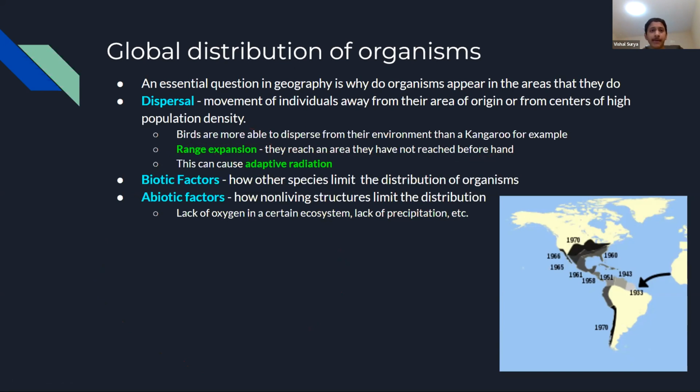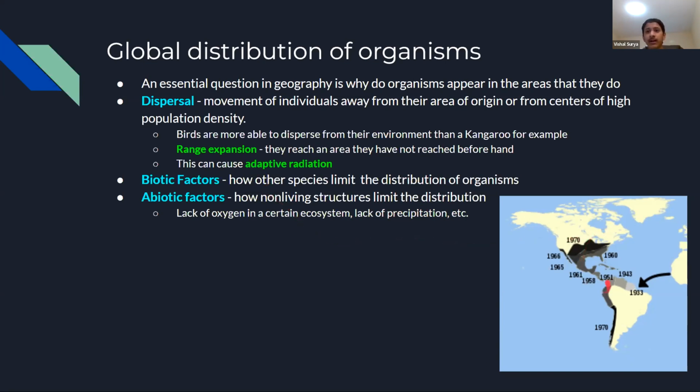But then there are abiotic factors, how these non-living structures limit the distribution. For example, in a certain ecosystem, there could be a lack of oxygen or a lack of precipitation or bad climate that the organism cannot survive in, or just very simple things. For example, if there's a mouse trying to move and there's a mountain blocking its way, it's probably not going to be able to cross the mountain. But a bird, for example, could probably cross the mountain by flying over it, or a hill.